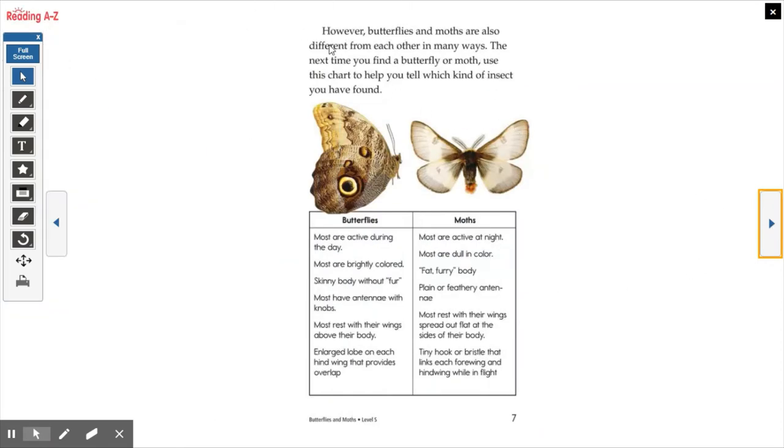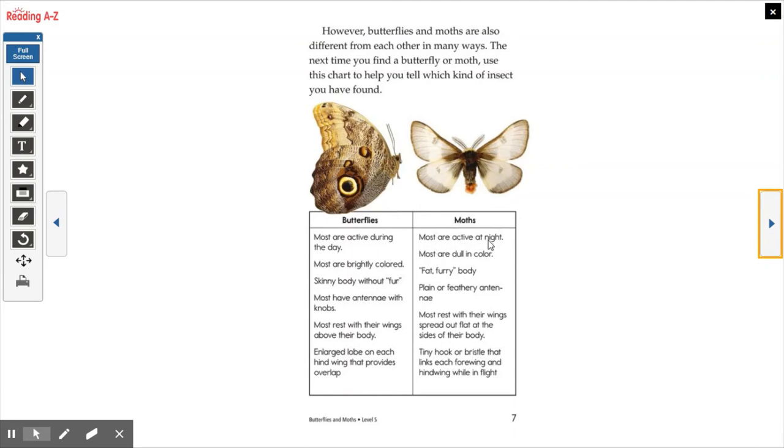However, butterflies and moths are also different from each other in many ways. The next time you find a butterfly or moth, use this chart to help you tell which kind of insect you have found. So again, we have the two photographs comparing them. Here's a butterfly, here's a moth. Here's a butterfly. Most are active during the day. Most are brightly colored, skinny body without fur or having like the little hairs on them. Most have antenna with knobs. Most rest with their wings above their body. Enlarged lobe on each hind wing that provides overlap, meaning this part here, how it's like bigger, you see that? Like it overlaps.